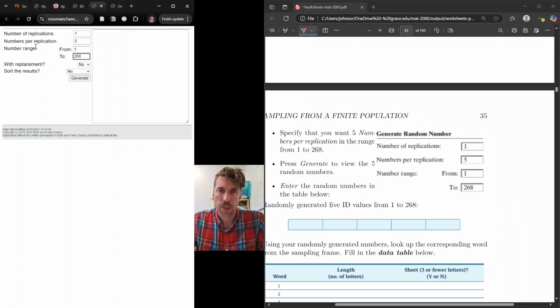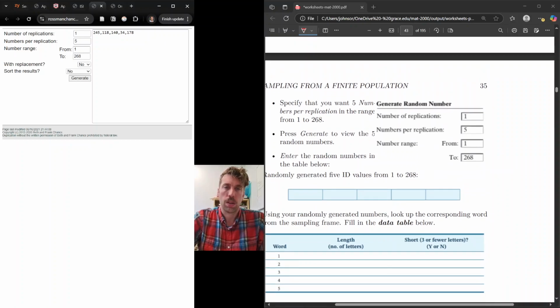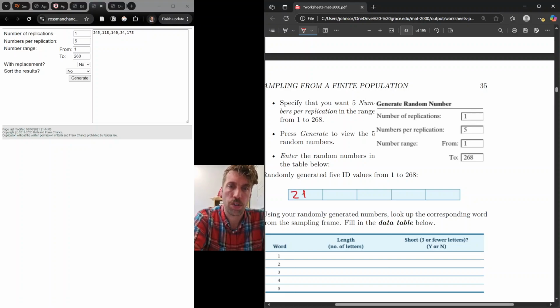Okay, and then generate. So I generated 5 random numbers. Then I would write them down so I can remember them. You should not get the same numbers that I get. If you do, generate them again. Mine are 140, 34, and 178.